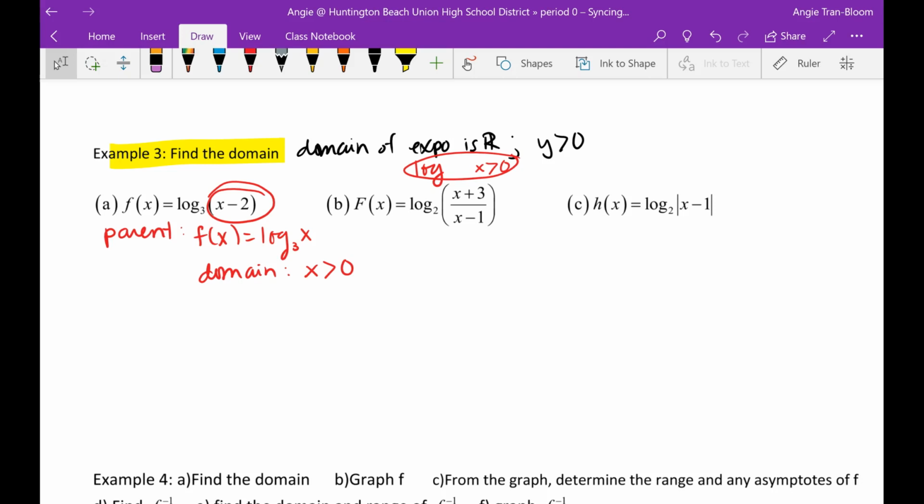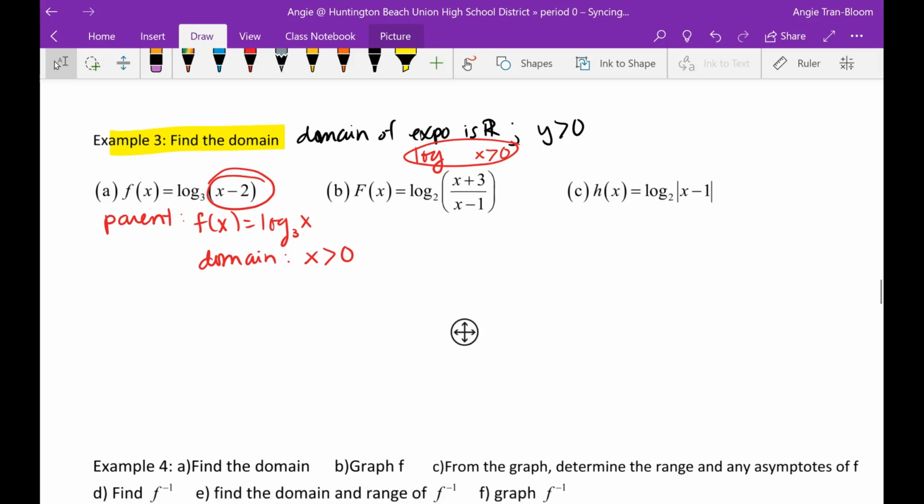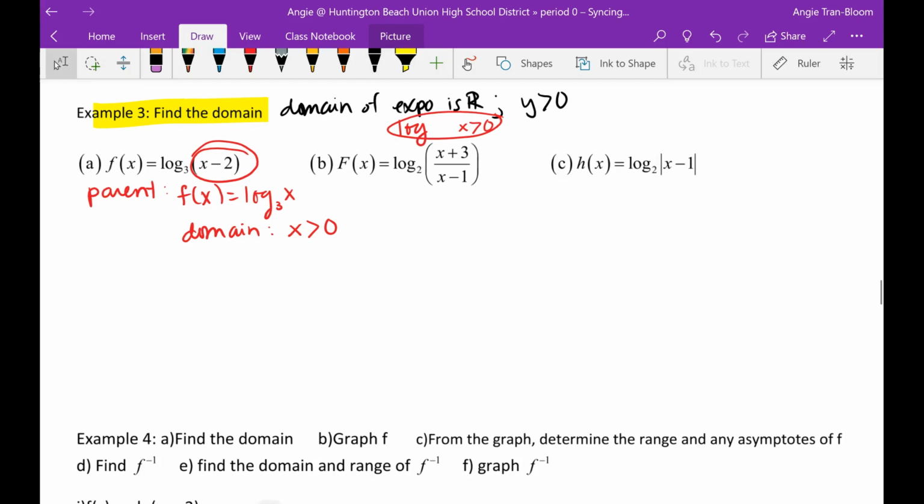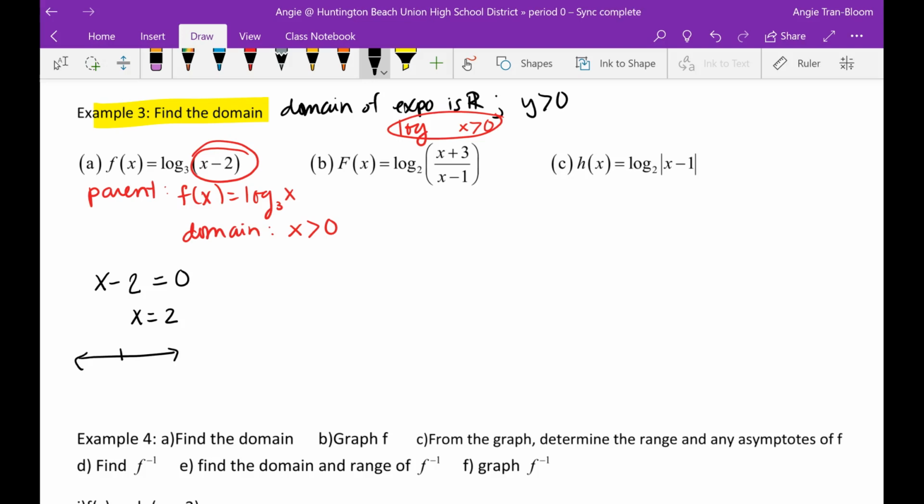So the domain of the parent is x greater than 0, but you have a translation to the right by 2 on example A. As you can see, now the domain is going to be greater than 2. Or you can take what's inside your parentheses, set it equal to 0, and solve for x normally, so x equals 2. You make a number line. Remember, the domain cannot be 0, it has to be greater than.